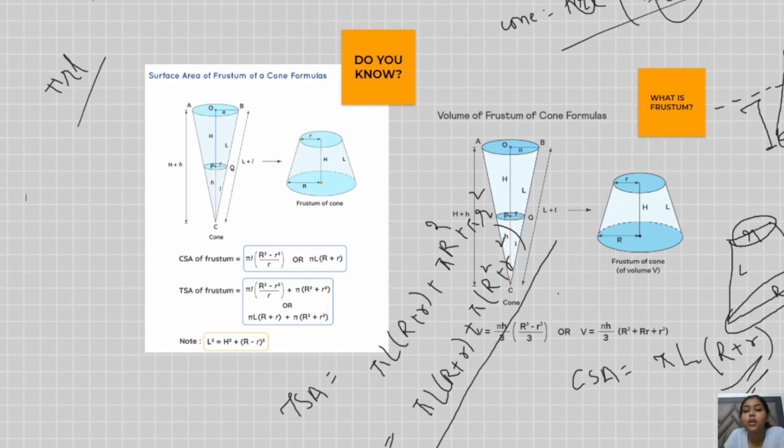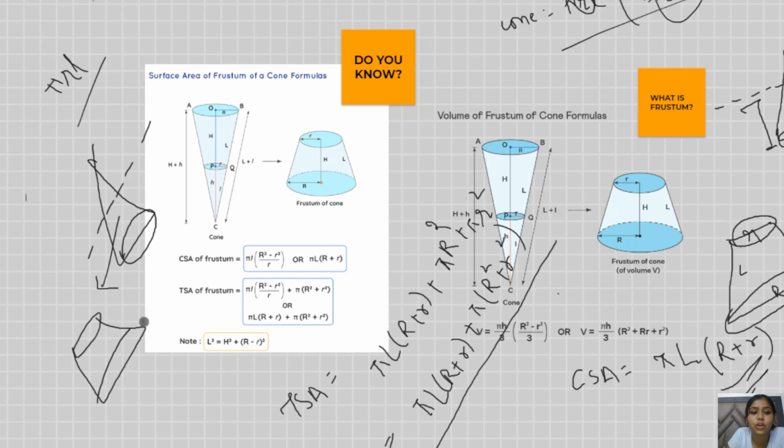You can easily form the frustum by cutting a cone. Like this is a particular cone, you just have to cut it from the middle or from anywhere you want. The thing which is left is known as the frustum of the cone, which looks like a bucket or a tub, like a hat you can say. So this is what we call the frustum of the cone. I hope that's clear to you.